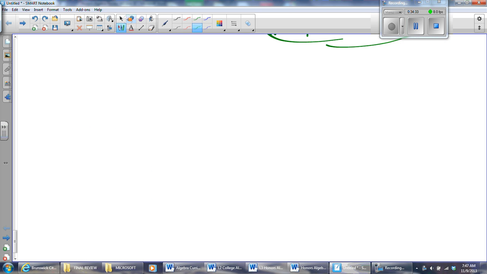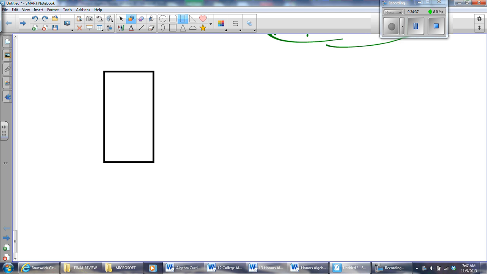Oh, and I'm really good at drawing rectangles. Watch this. Isn't that a beautiful rectangle, ladies and gentlemen? Yes, I am so good at this.